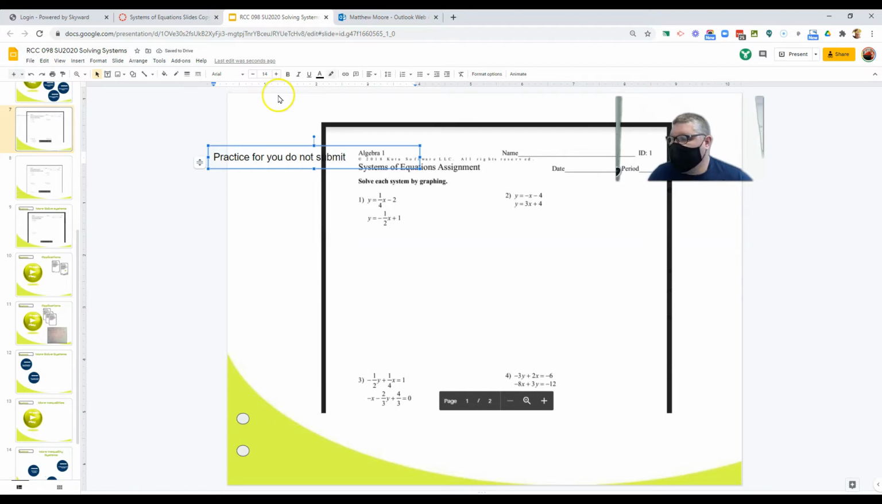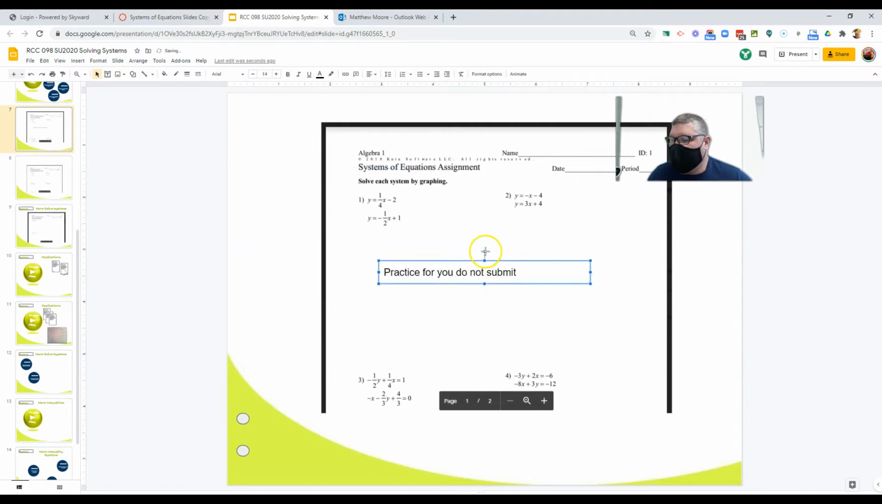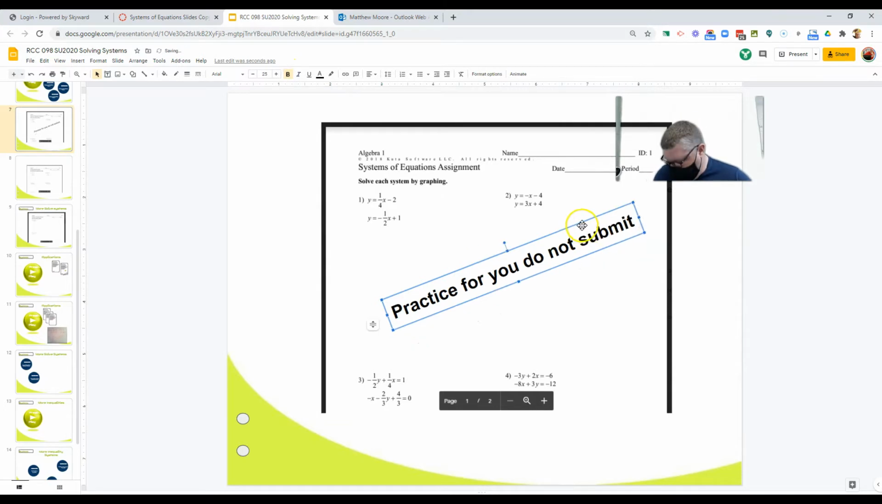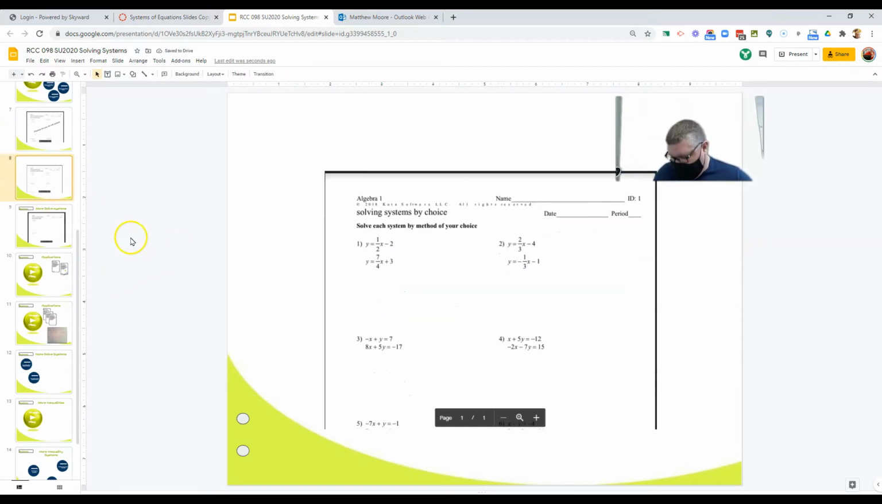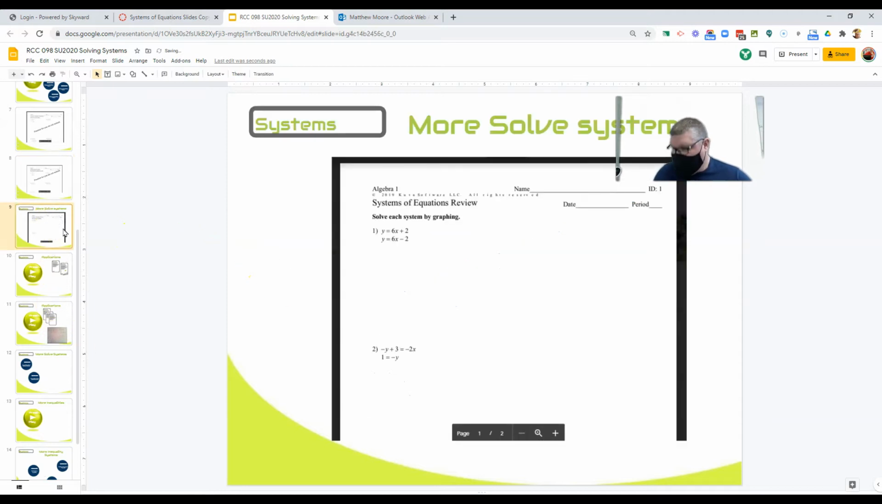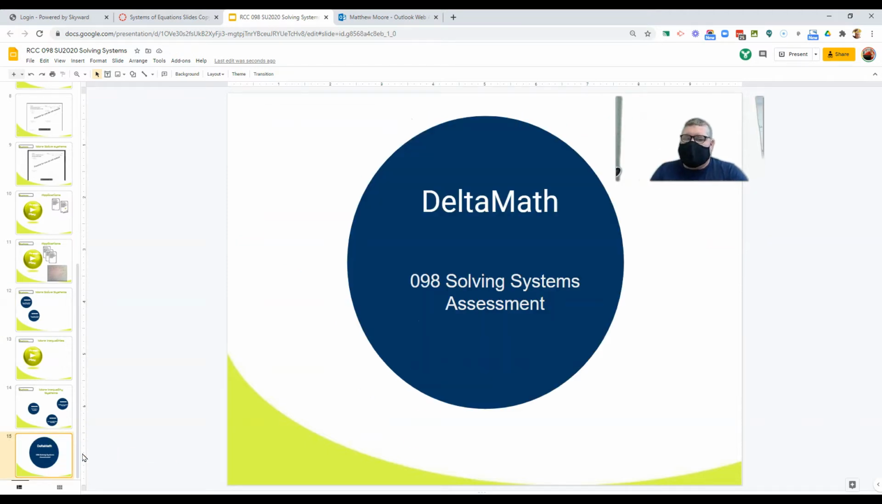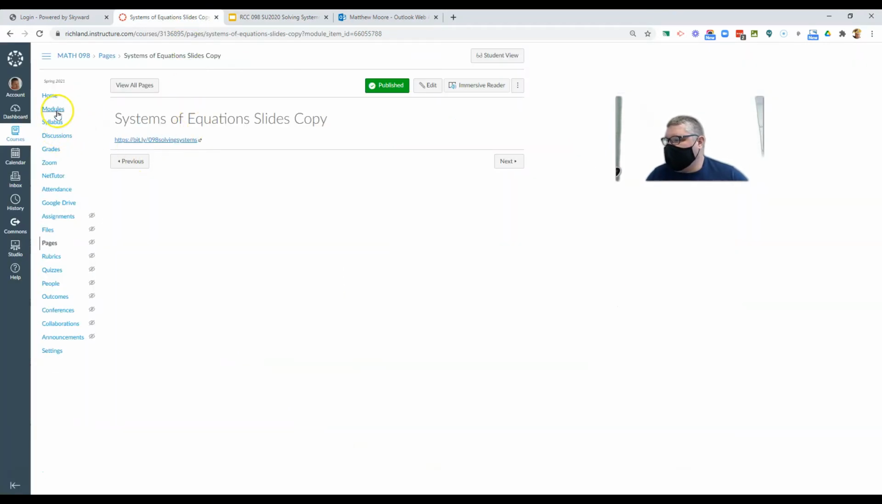All right. With that in mind, you know what you do or don't have to do. As long as you have the Delta Math done and the Ed Puzzle done, you will be good in this chapter. Make sure you also have everything done before you go do the assessment, because the assessment is timed and you'll have a limited amount of time to get that accomplished. So that needs to be done by the end of this week.